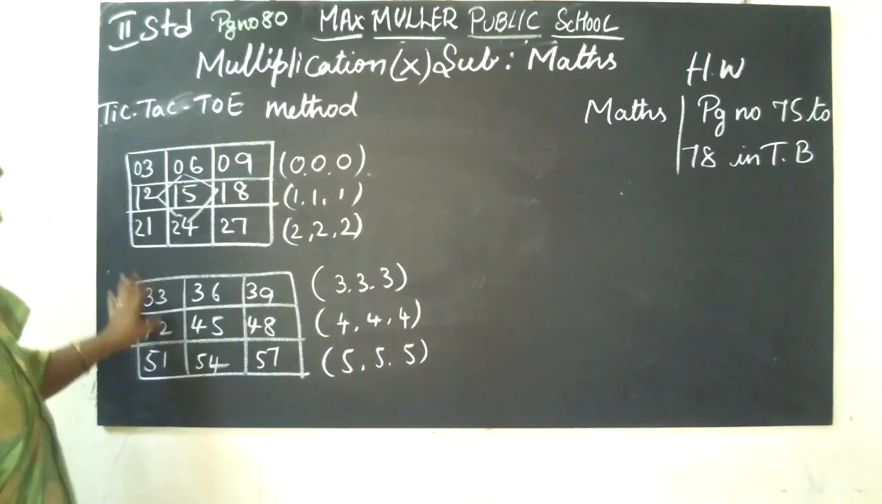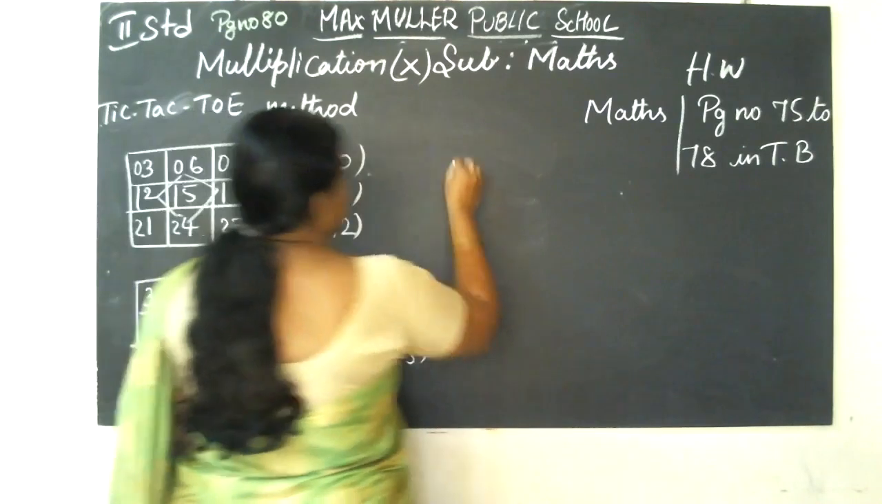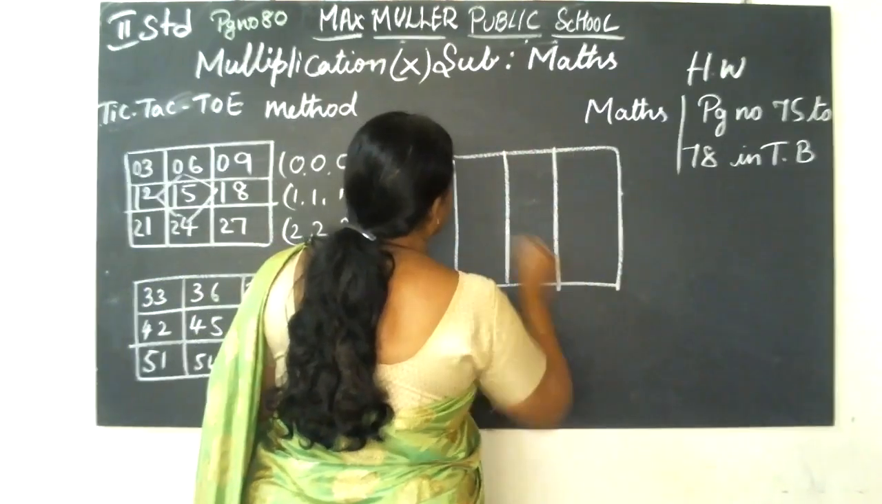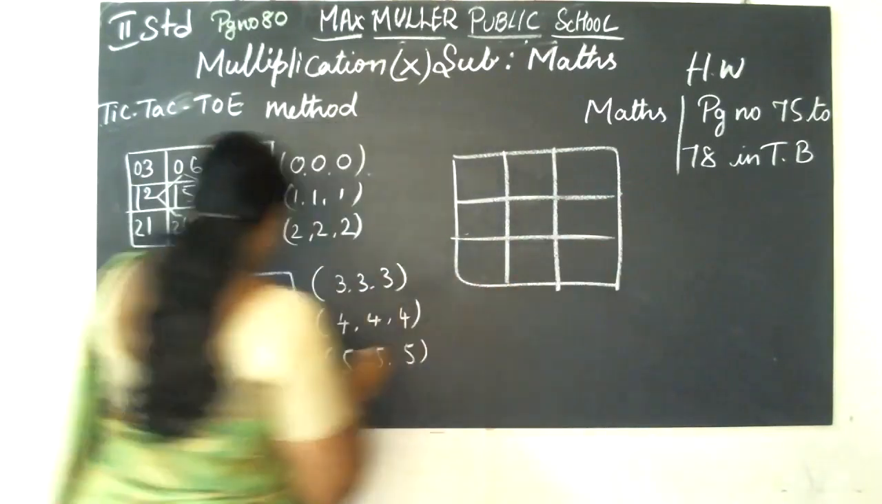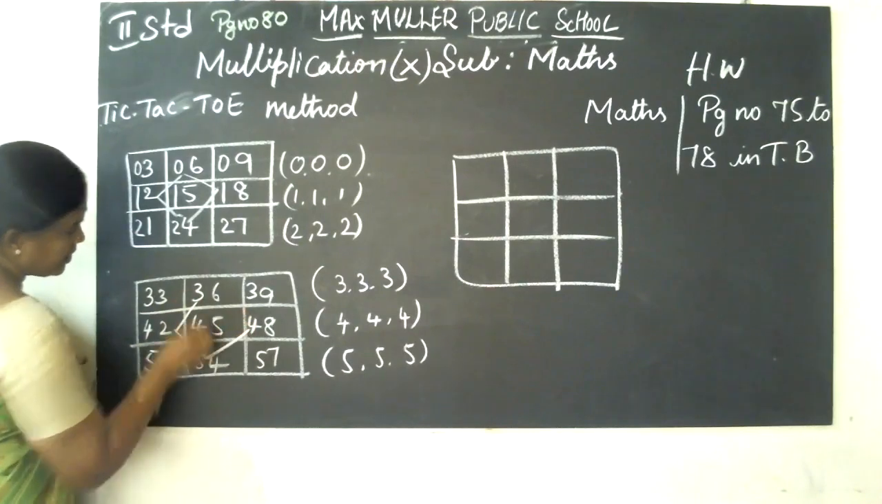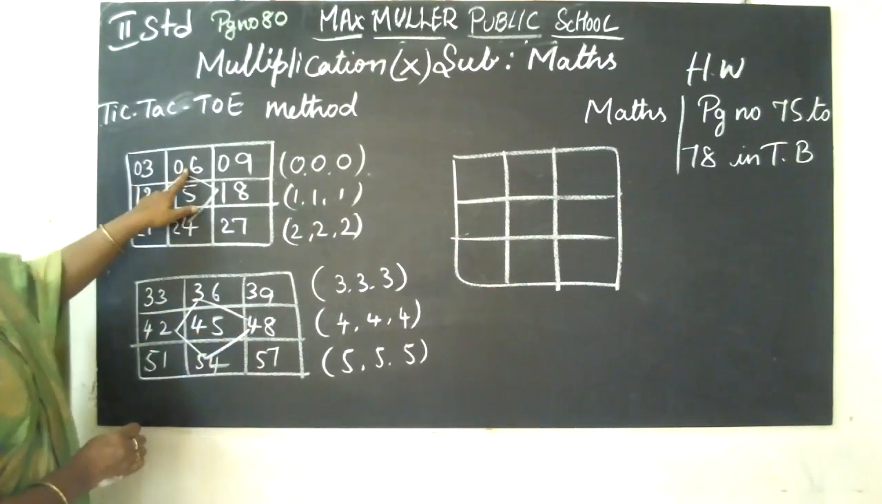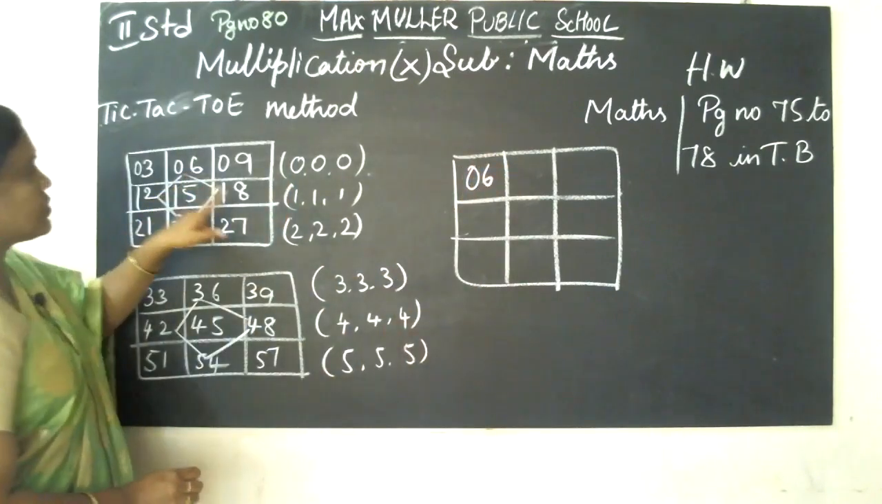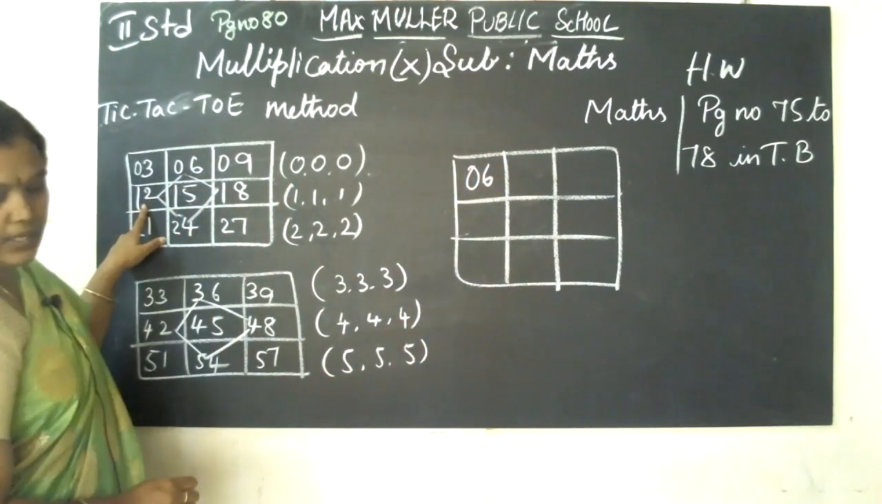Like that, now you want to finish the 6 tables. See here. Here, both sides the diamond shape is there, no children? Now start writing. 6 ones are 6. First 0, 6, right? 6 twos are 12.